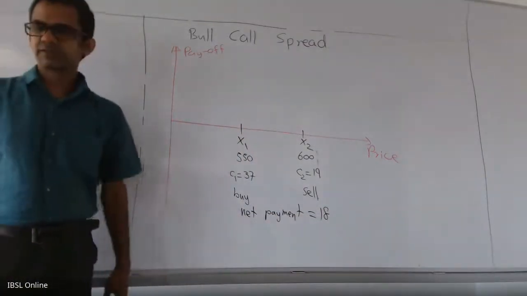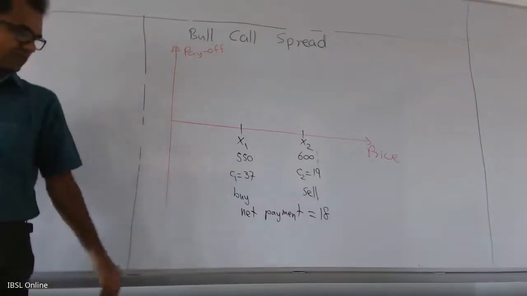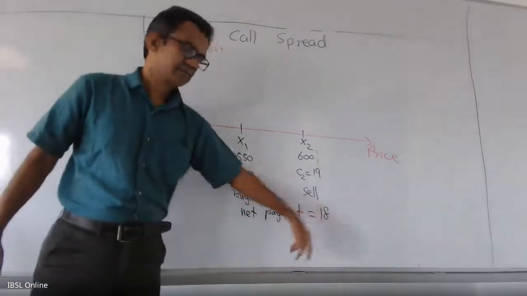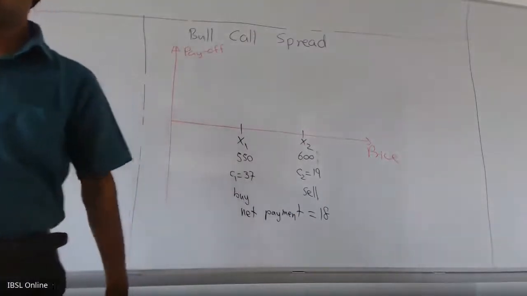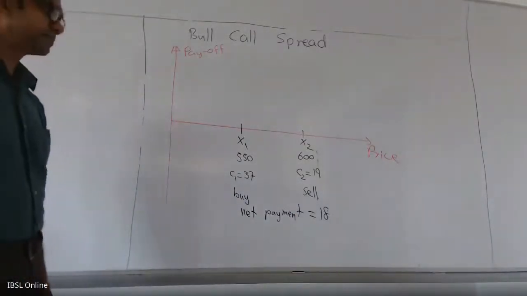At the beginning, he pays 18, whatever it is, cents or dollars or rupees, whatever. Now what would happen?